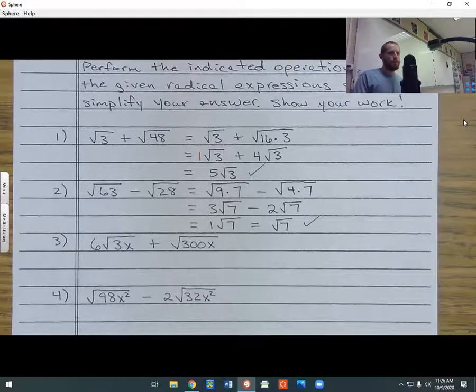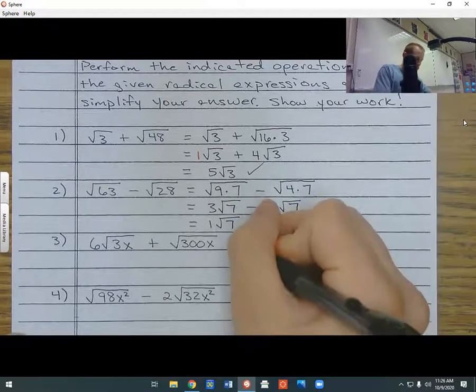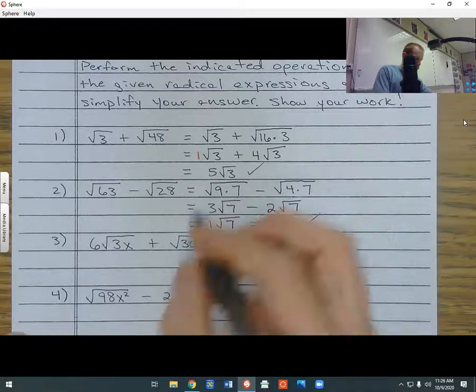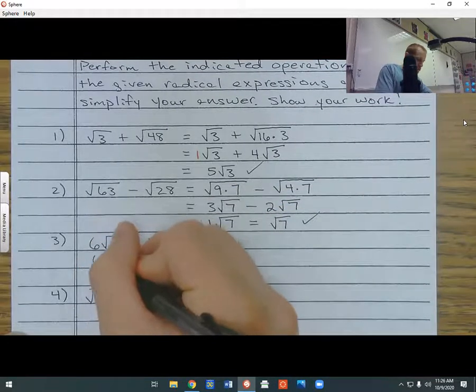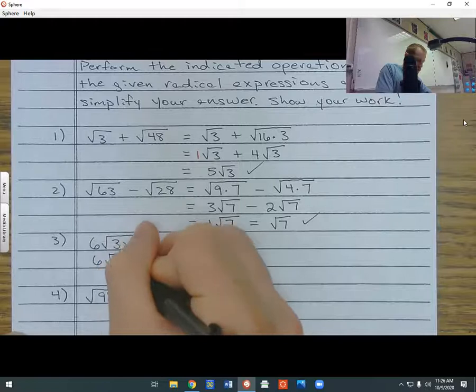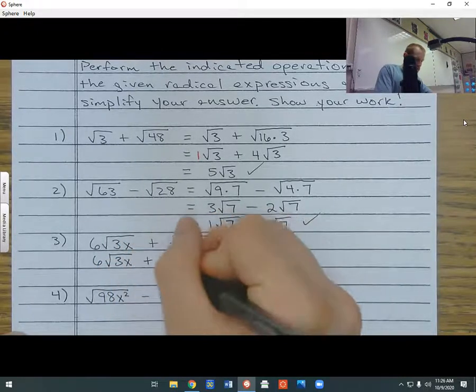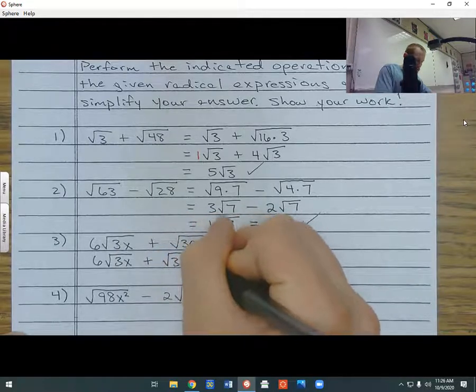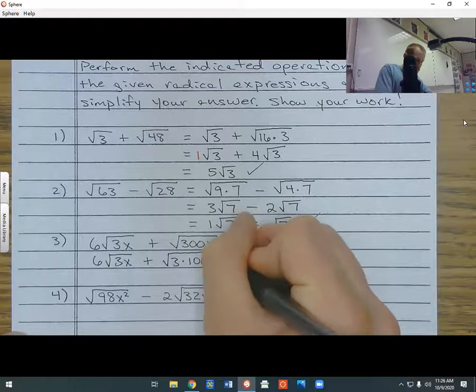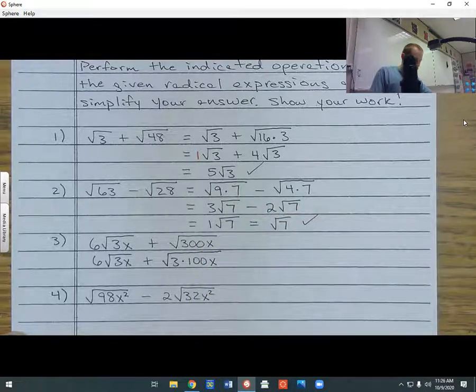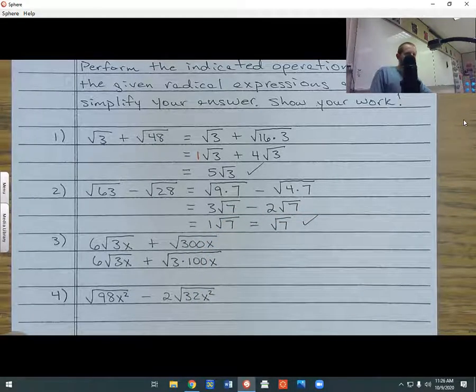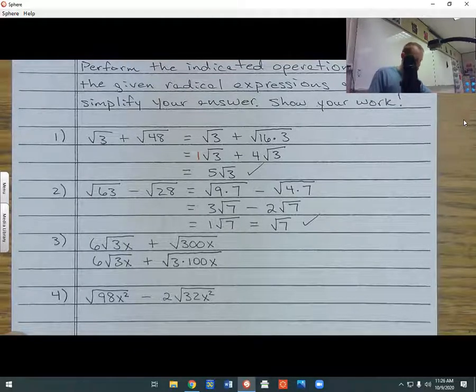What we want to do here is simplify as much as we can first. First of all, notice that this is going to stay the same because you can't take the square root of 3. And over here, we can actually write this as 3 times 100, right? So let's try that. There we go. The x stays the same. And we can take the 100 out as a, what? A 10, right? Square root of 100 is 10.